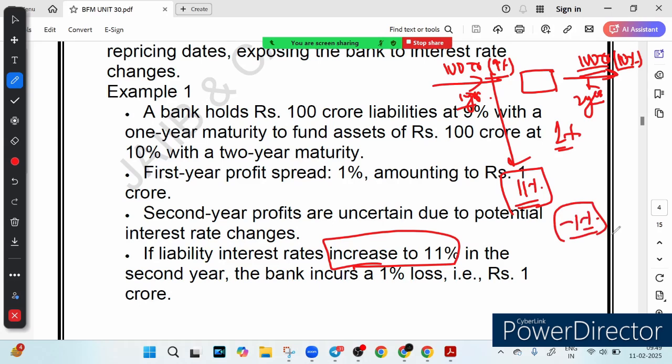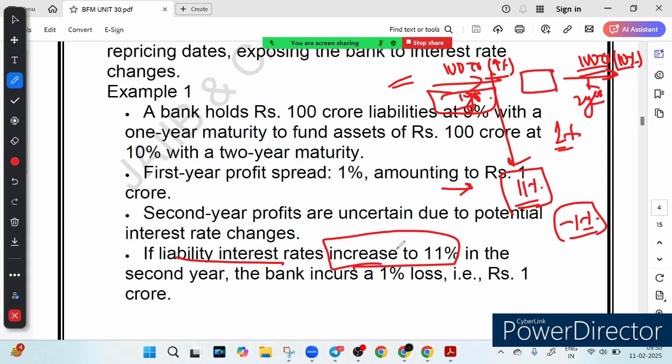So this uncertainty is what makes gap risk dangerous. The bank did not expect earlier that the interest rate would rise to 11%, right? Till then it was at 9% and the bank was at a profit of 1%. But since the interest rate rose to 11% after 1 year, this deposit will mature, so the bank has to manage some additional deposit from somewhere, which they have to borrow at 11%, and this will cause bank profit to decrease. That is why this gap risk is so dangerous.